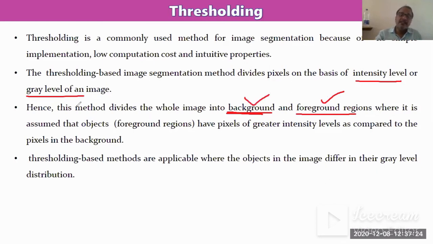So hence this method divides the whole image into the background and foreground region, where it is assumed that the object, that is foreground region, has a pixel having greater intensity value as compared to the background.